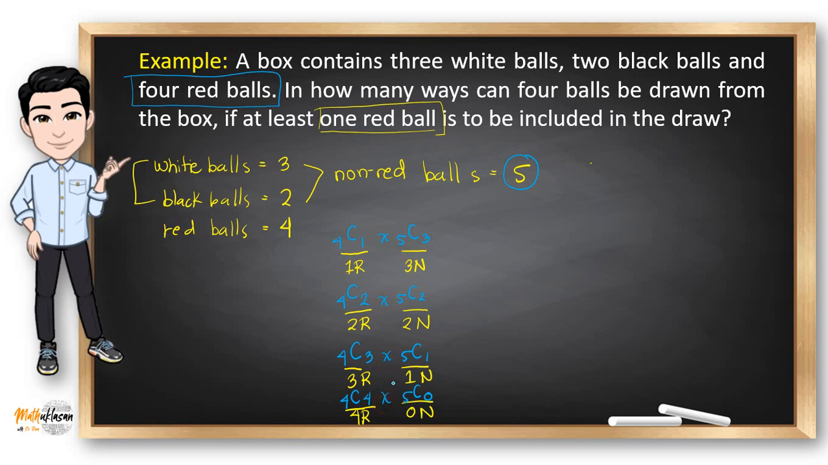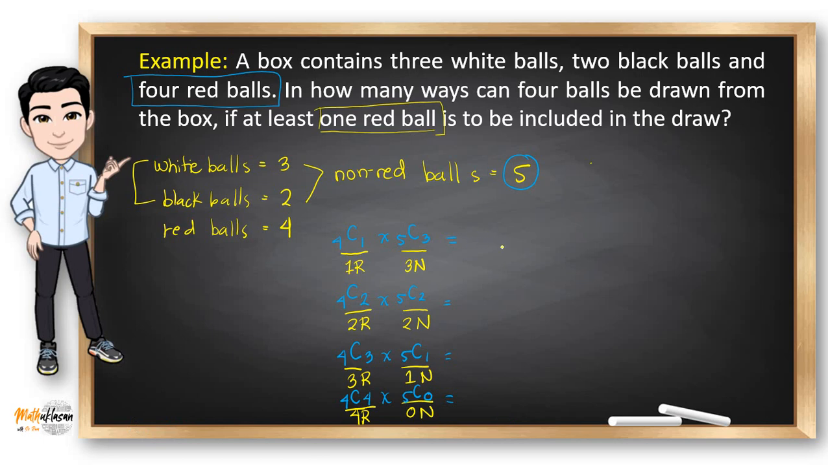But since these are mutually exclusive events, meaning the first event won't affect the other events, it has a separate counting. Now we can solve for the final answer by multiplying within each of these events and adding the totals in the last step.